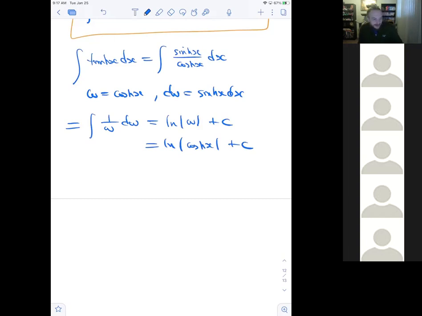The moral of the story is cosh is always positive, so you can take the absolute values off if you want. If you're scared, leave them on there. But the integral of tanh x dx is equal to the natural log of cosh x plus c.